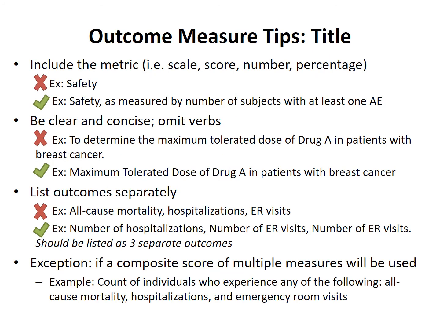The next few slides will share tips for entering outcome measures. We'll begin with tips for the outcome measure title. When entering the title, specify what will be measured, not why. Include the metric, for example, scale, score, number, or percentage. List outcomes separately, excepting when a composite score of multiple measures will be used. It's important to note that this would be acceptable because they specify that scores were being reported. If the study authors had simply listed this as a composite of all-cause mortality, then reviewers would want these items listed out separately.